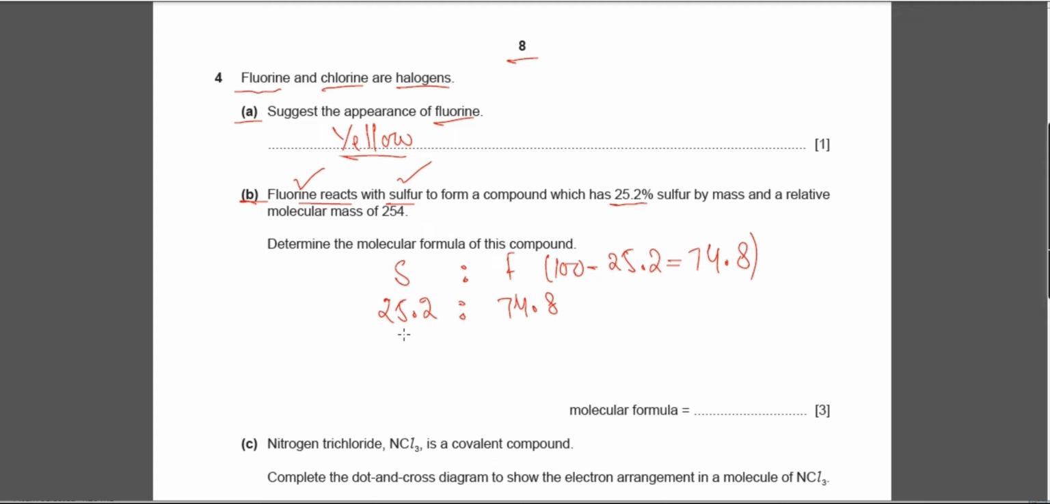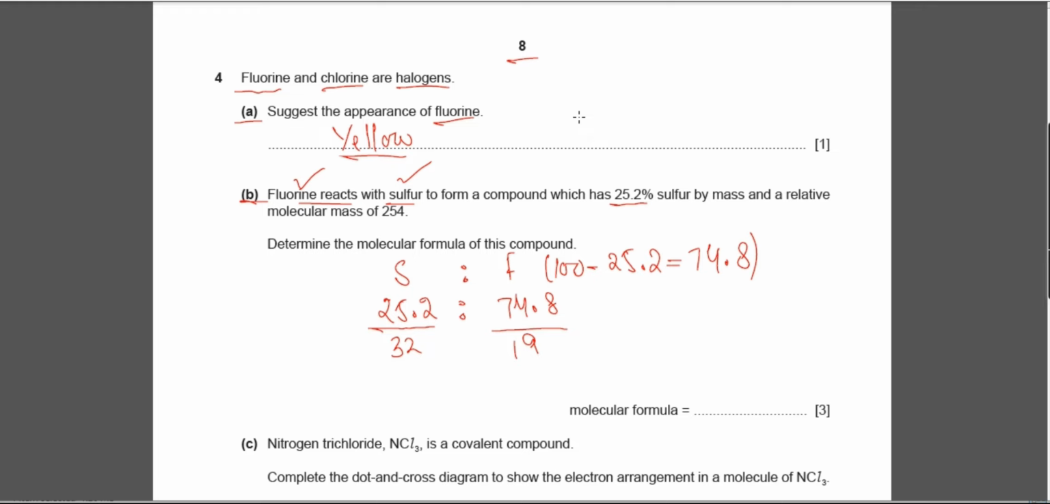Now to convert this mass or percentage into moles, just divide by the atomic masses. The atomic mass of sulfur is 32, whereas the atomic mass of fluorine is 19. You can also go to the periodic table and check the atomic mass of fluorine if you want, but please try not to guess the values. Try to use proper values from the periodic table.